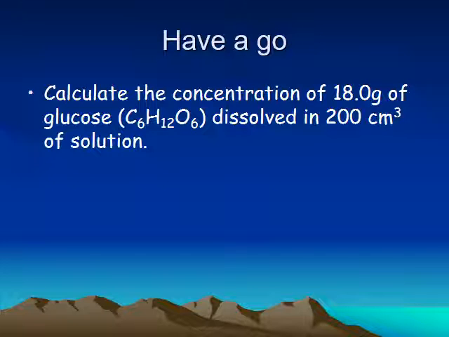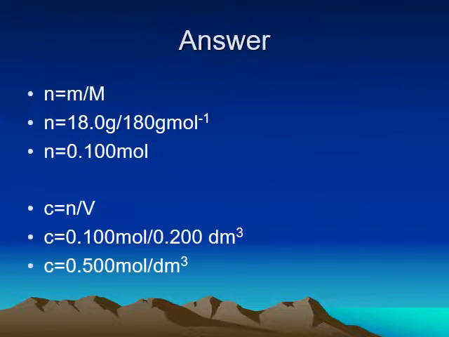Okay, so let's just go through the answers. So number of moles equals mass over molar mass. So it'll be 18 divided by 180 grams per mole. Of course, you've worked out that 180 grams per mole from the periodic table by basically summing all the atoms in glucose. The molar mass of glucose is 180 grams per mole. So therefore the number of moles is 0.1 moles.